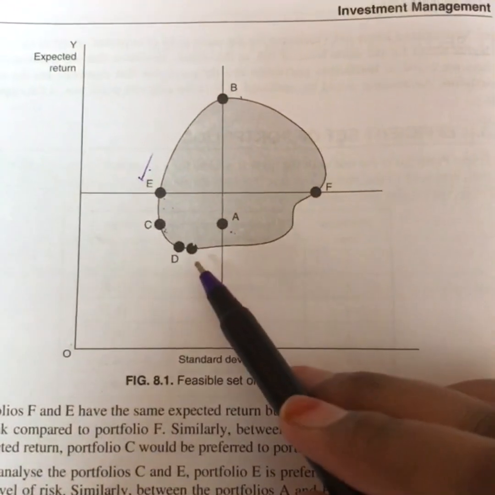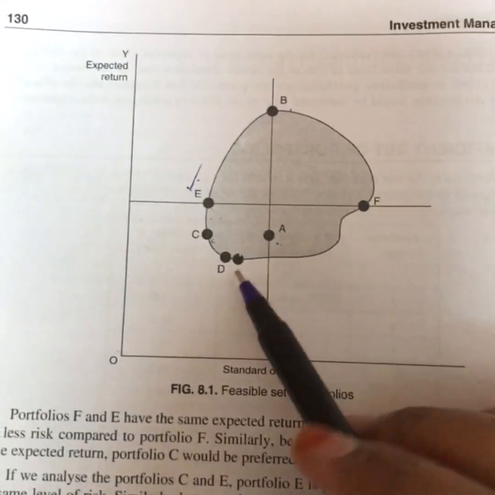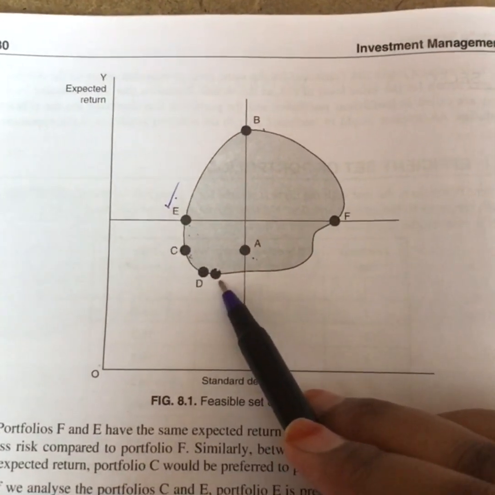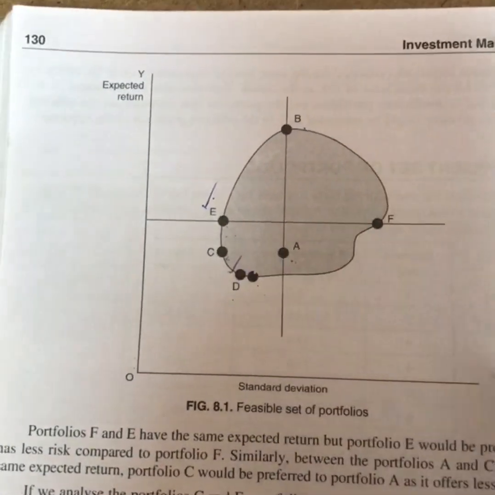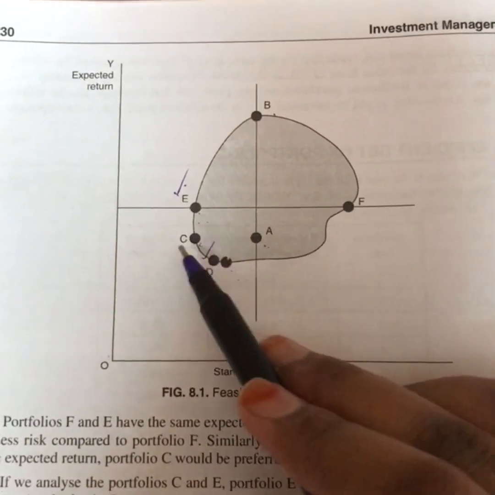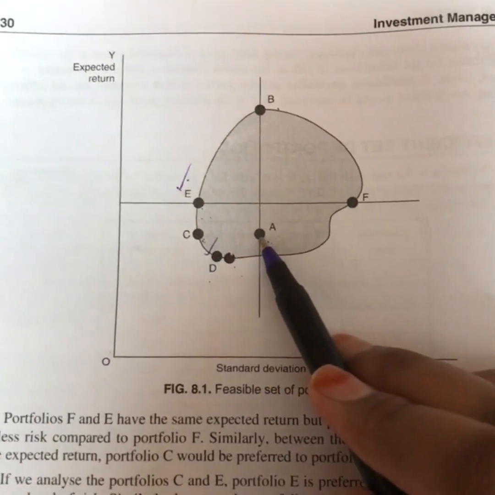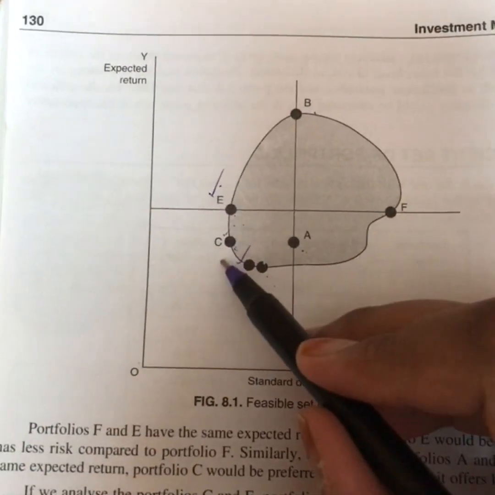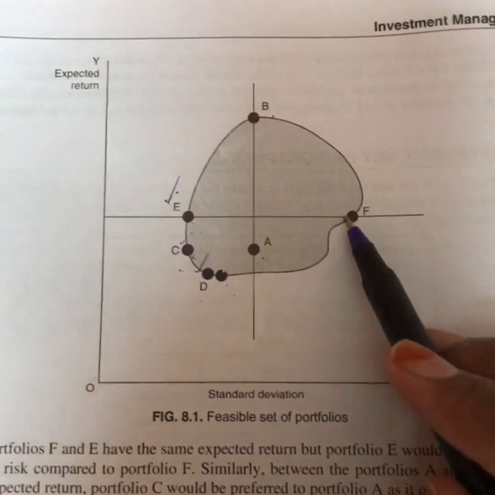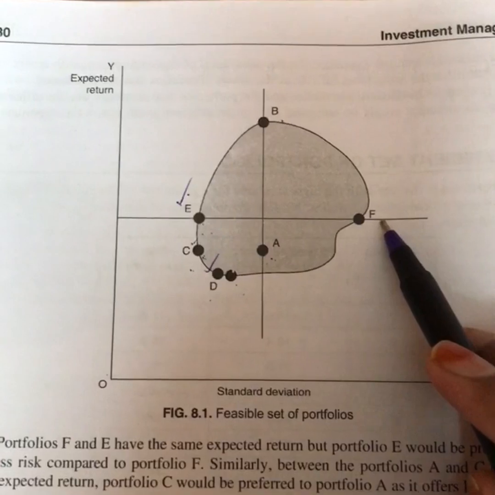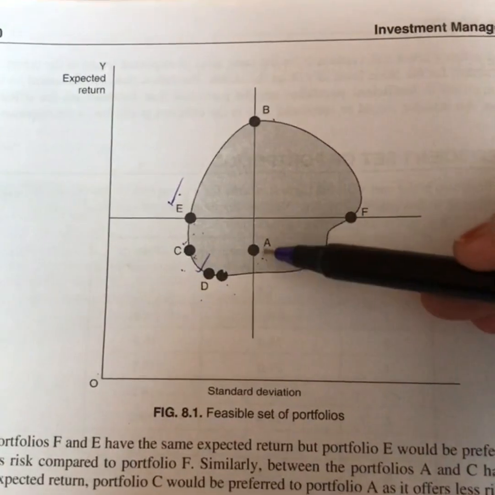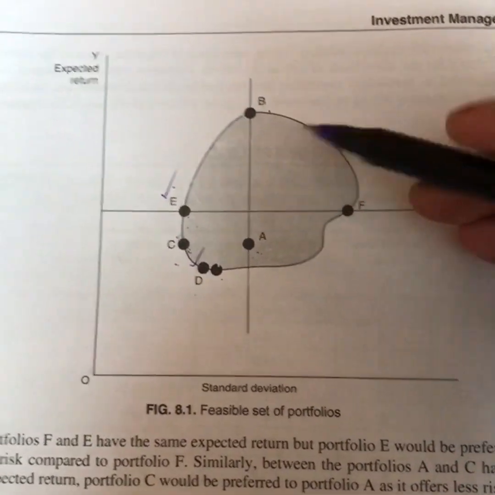Now see this D, girls. When I compare D and the other one, the return is the same, but for D the risk is less, so I will be selecting D. Now see this C and A, we will compare C and A. The return is the same, but I will select C because it is giving me less risk, because A has higher risk. When I compare E and F, they give the same return, but E has less risk. And if you compare A and B, they have the same level of risk, but B has a higher return.